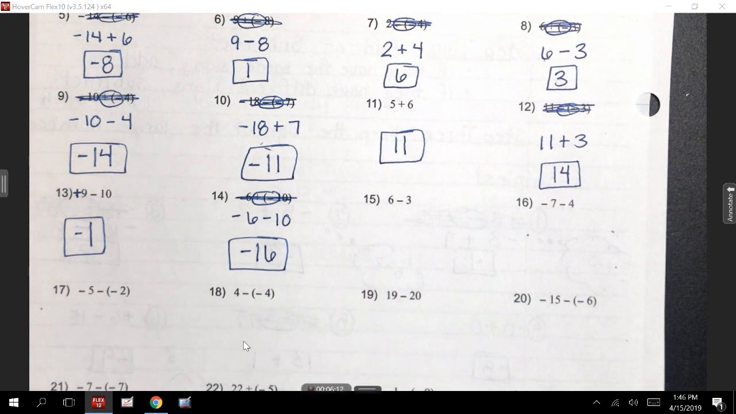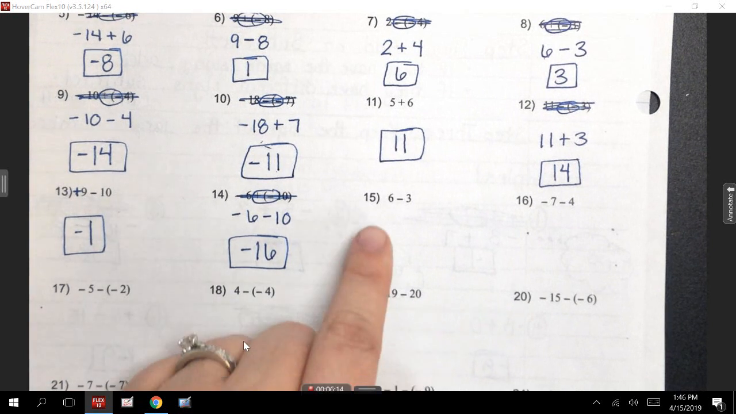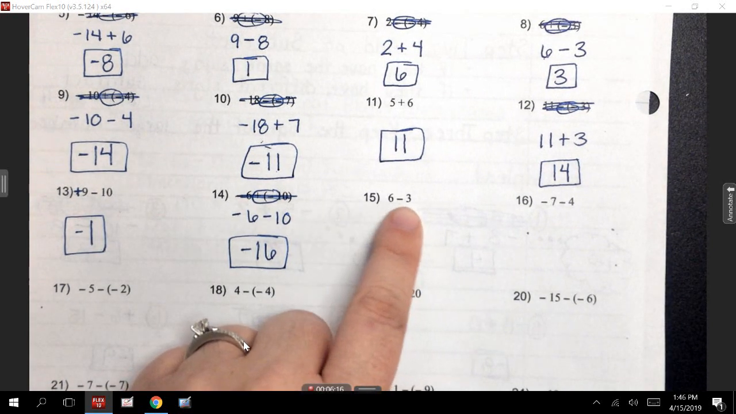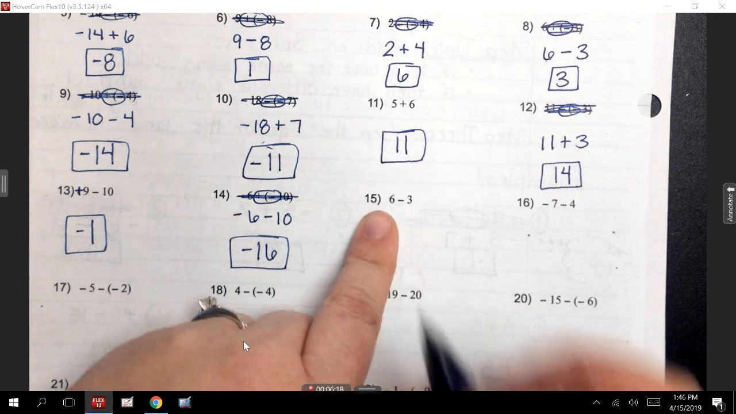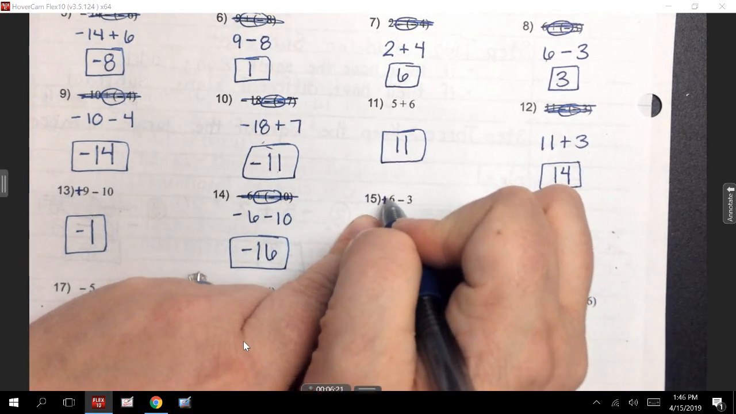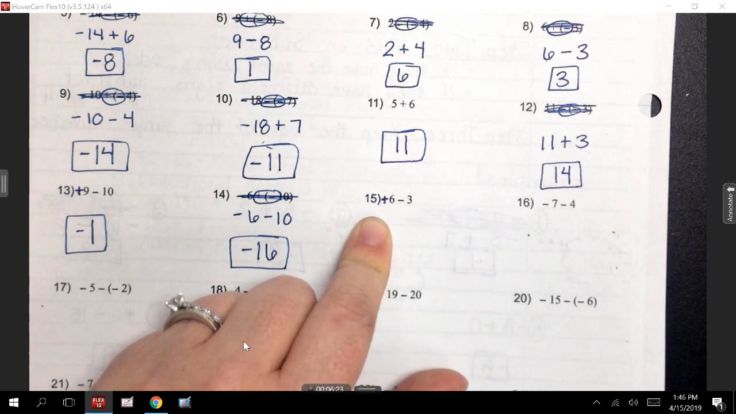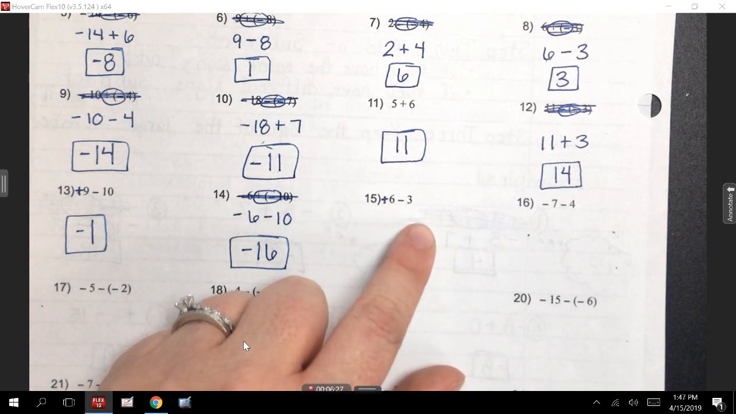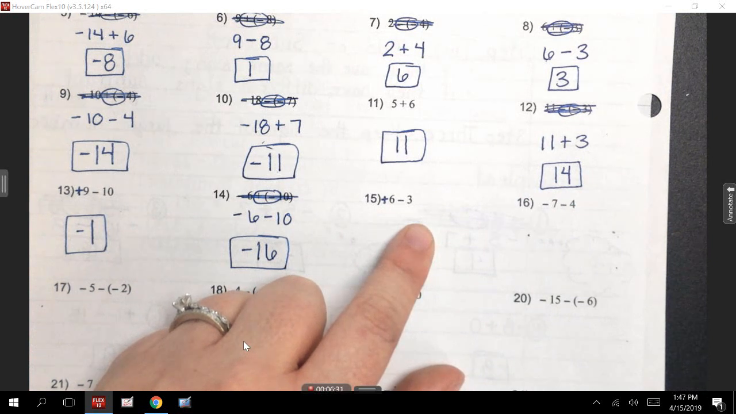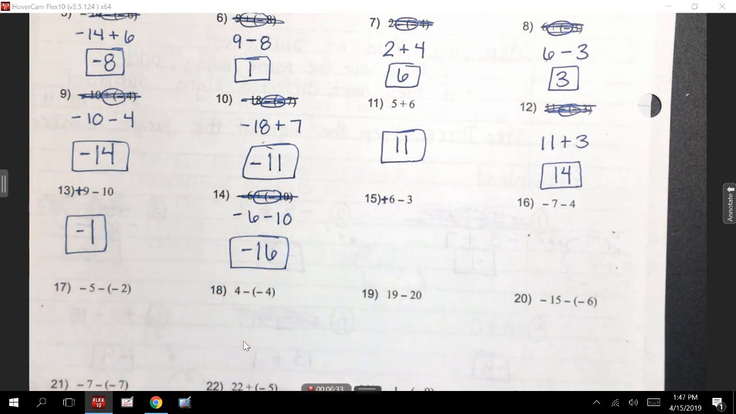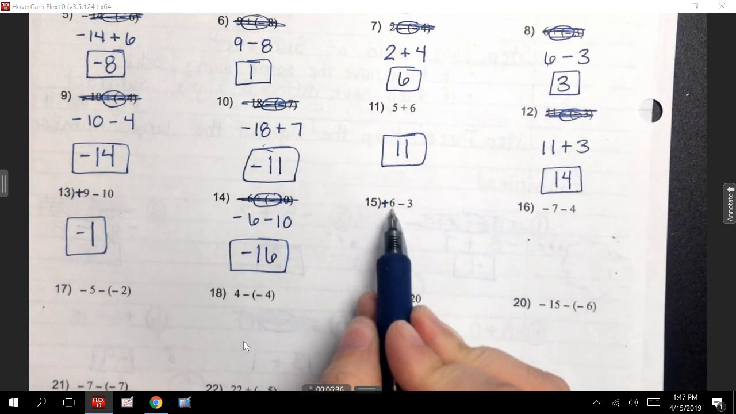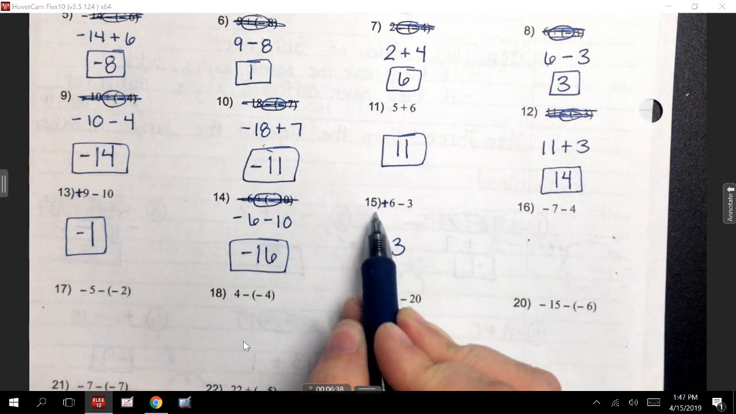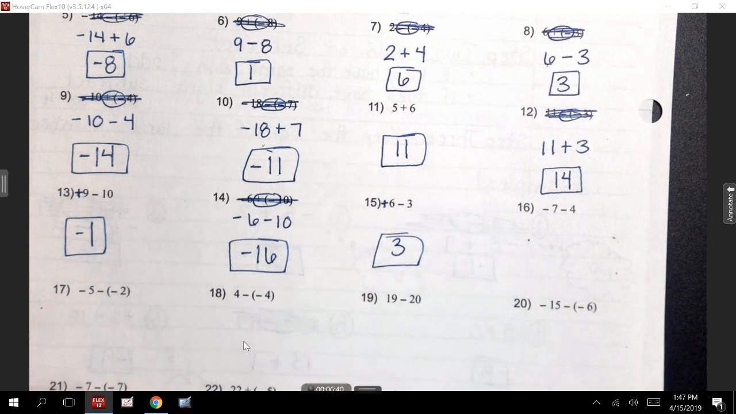Number 15, same signs or different signs? Different. Remember, 6 is positive. Guys, this is really just a regular problem. I'm just showing you that it still works, okay? So that's a positive and a negative, which means different signs, so we have to do what, Malin? Subtract them. So 6 minus 3 is 3. My bigger number, 6, is positive, so my answer is positive 3.